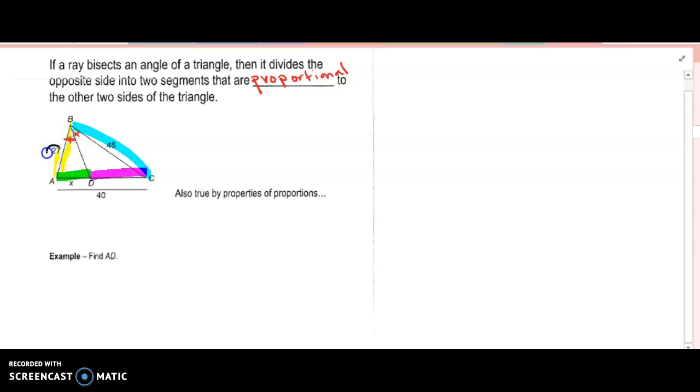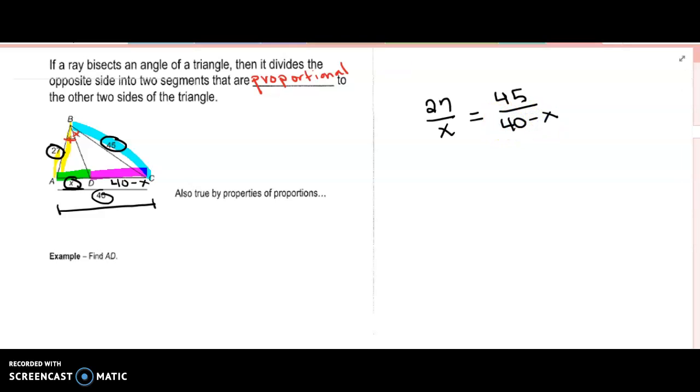Okay, and then I'm going to set up a proportion. So I'm going to say 27 is to x as, now guys, if this whole thing is 40 and this is x, this has to be the rest, so this is 40 minus x. Okay, so 27 over x is equal to 45 over 40 minus x. Now, make sure we throw this in parentheses. It makes a difference.